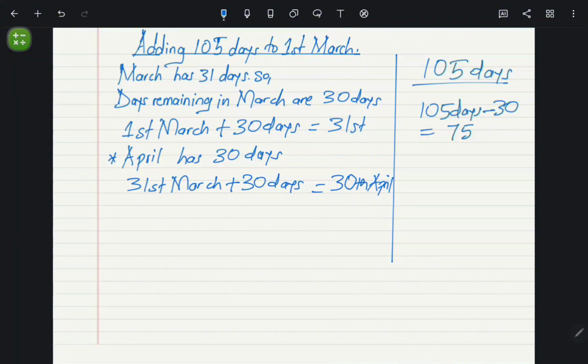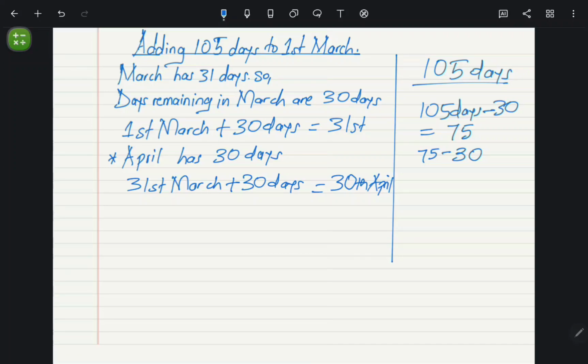So now what are we going to do? Now that we have added 30 days onto 31st March, we come here on our right hand side and we remove those 30 days from 75, because at first we have already removed 30 days from 105 and then we added it onto 1st March to complete the number of days in the month of March, and then we remained with 75 days.